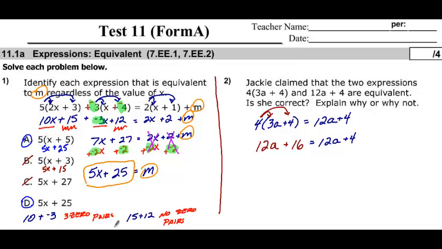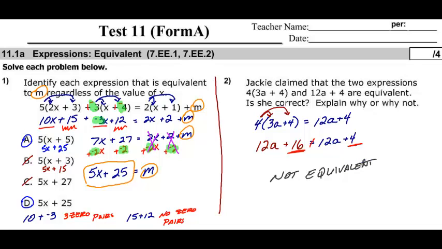And the answer is it is not, because we look at this spot right there. Yes, the 12a's are the same, but the 16 and the 4 are not. So this is not equal. We use that sign to show an inequality. Draw a line down through the equal sign, and these are not equivalent. Whoops, lost my pen there for a minute. Not equivalent.